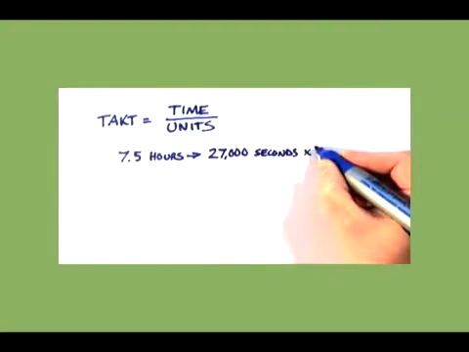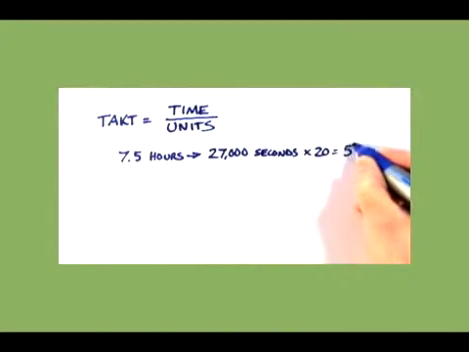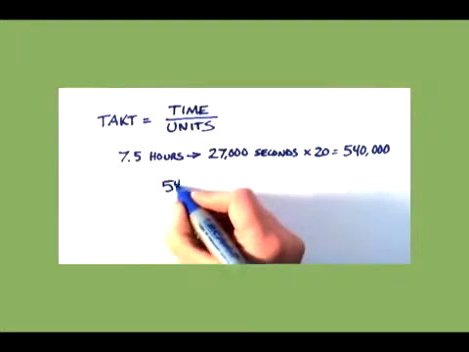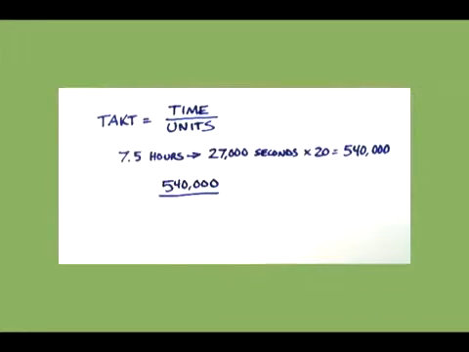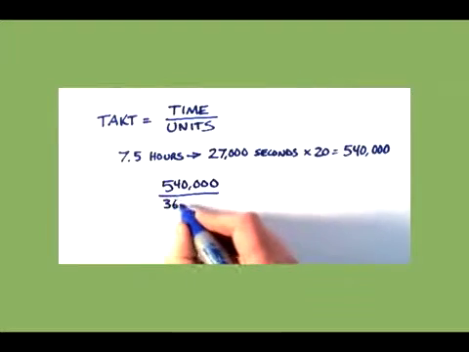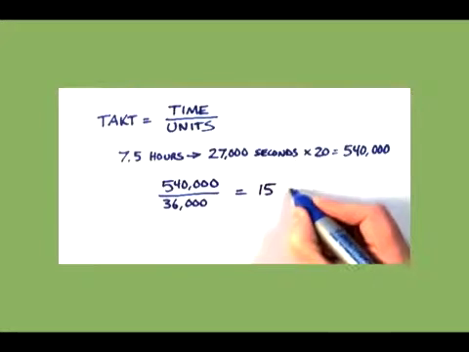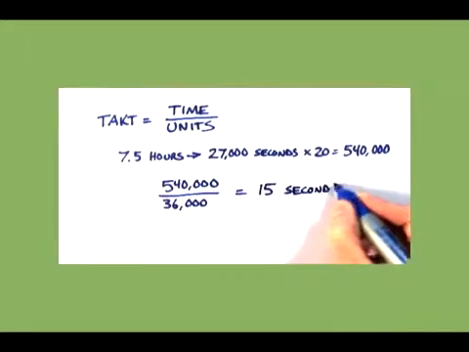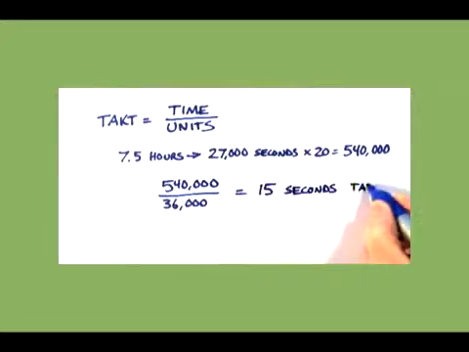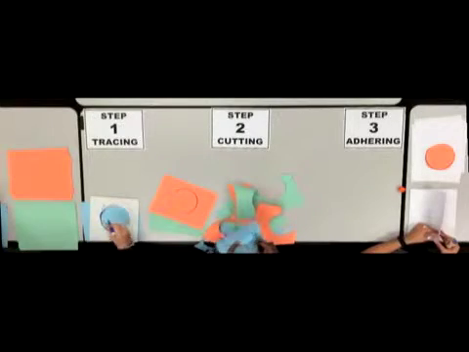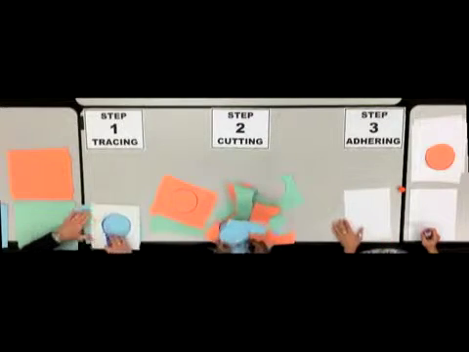Multiply that times 20 days in a month equals 540,000 seconds in the month. So our available production time in the month is 540,000 seconds in this scenario. To get takt time, we need to divide 540,000 seconds by the number of units ordered, or in this case, 36,000. When we do that, we get the takt time of 15 seconds per unit. This company will need to produce 1 unit every 15 seconds during their 7.5-hour shift to meet their customers' demand. Now let's watch the process to see how we do.